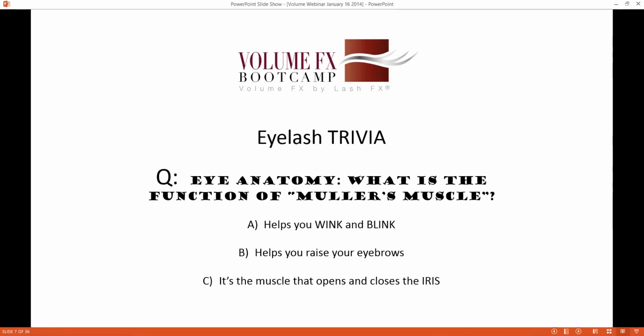Here's another question for you. This is for you eye anatomy experts. What is the function of the Mueller's muscle? Does it help you wink and blink? Does it help you raise your eyebrows? Or is it the muscle that opens and closes the iris of the eye? What do you think? What is the function of the Mueller's muscle?